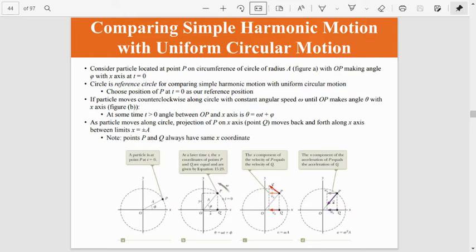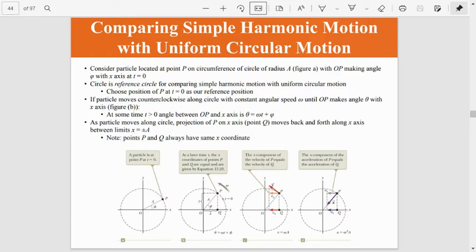So over time, as this particle moves through the circle, its angle will shift. And if the angular speed of this particle is omega, you can always calculate the current position of the particle by taking the initial angle phi and adding to it omega times the amount of time that has passed. So this is kind of like x is equal to vt plus initial position x naught, which we've seen in kinematics.